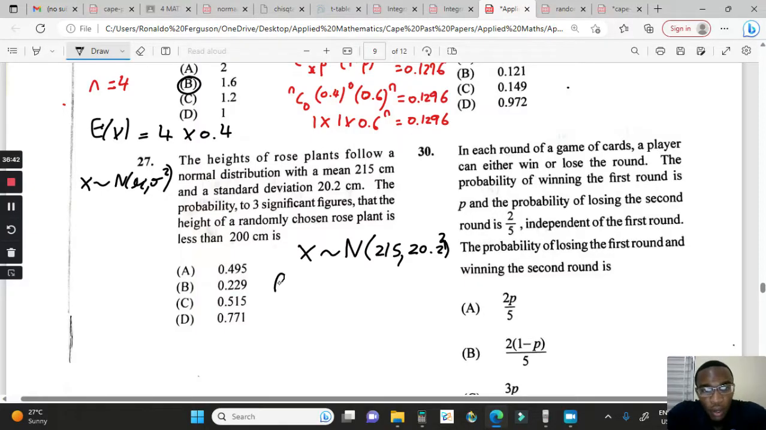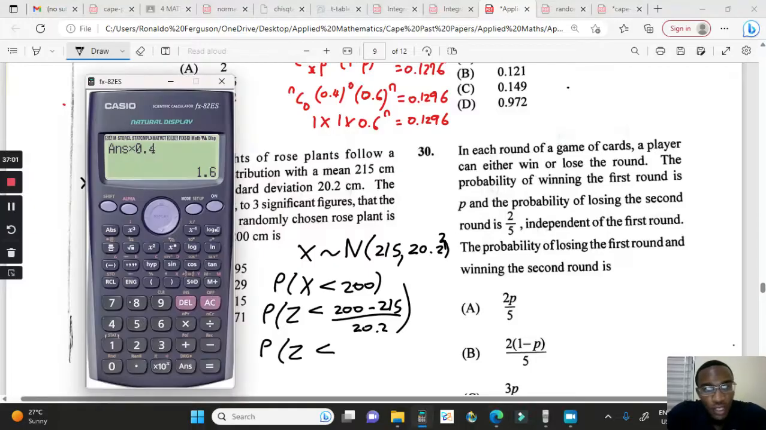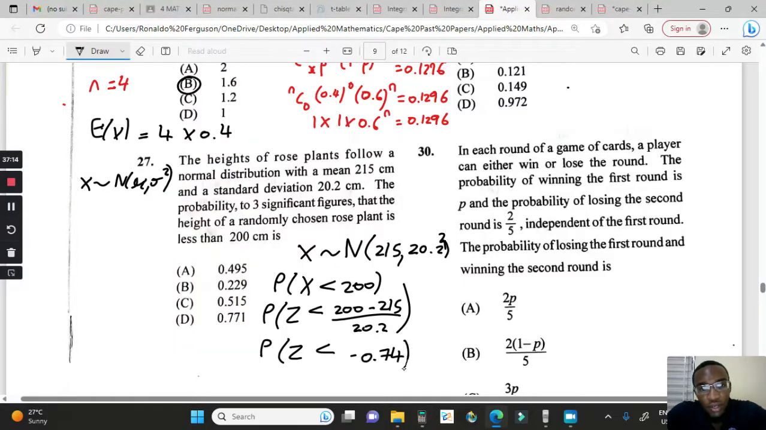Now, the probability that X, the height, is less than 200. We need to standardize it. So the probability Z is less than (200 minus 215) over 20.2. You punch that into your calculator, so fraction button, (200 minus 215) over 20.2. And what we're getting is negative 0.74. Remember, now you have to work out 1 minus the probability Z is less than 0.74.